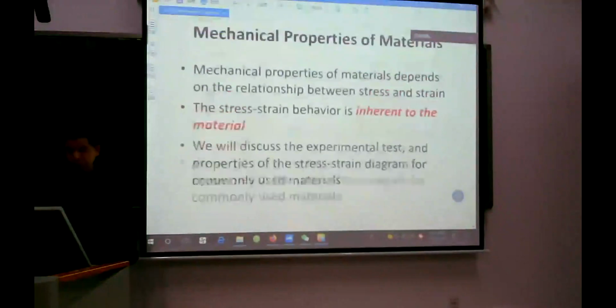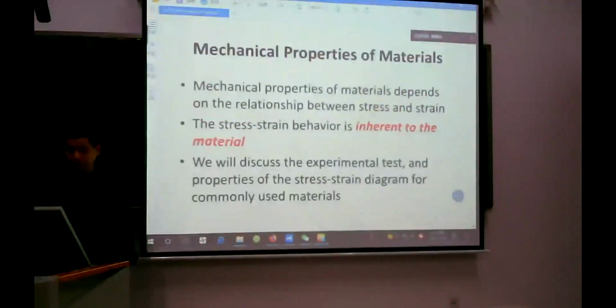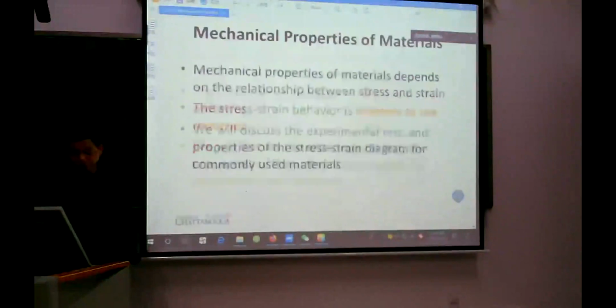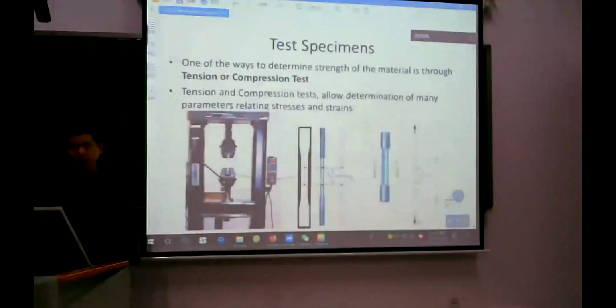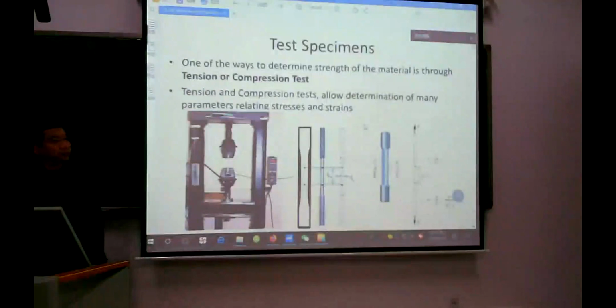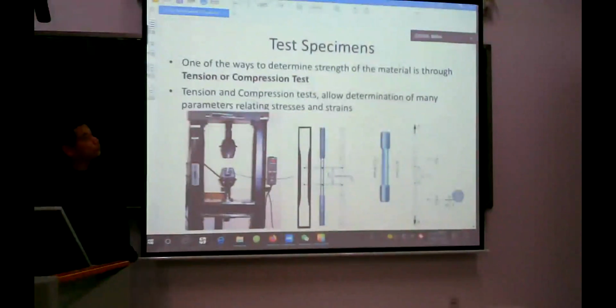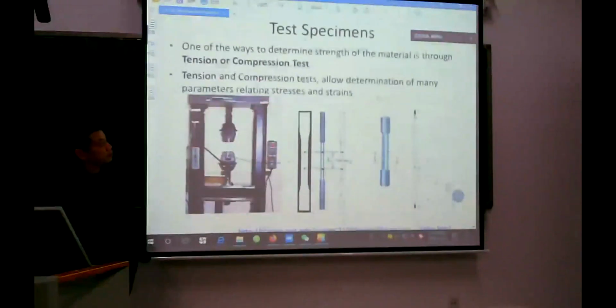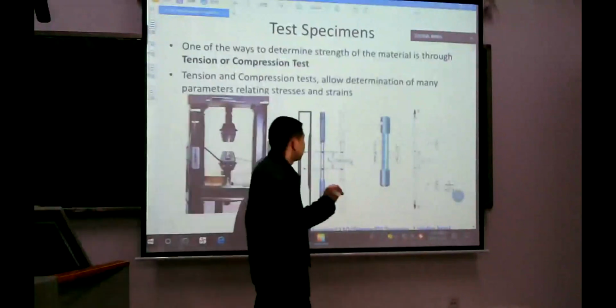The property of materials is inherent to the material. If we want to get the property of materials, we have to do tests. We do an experiment. At first, we have to get a test specimen. How to get the test specimen? Different countries have different codes.